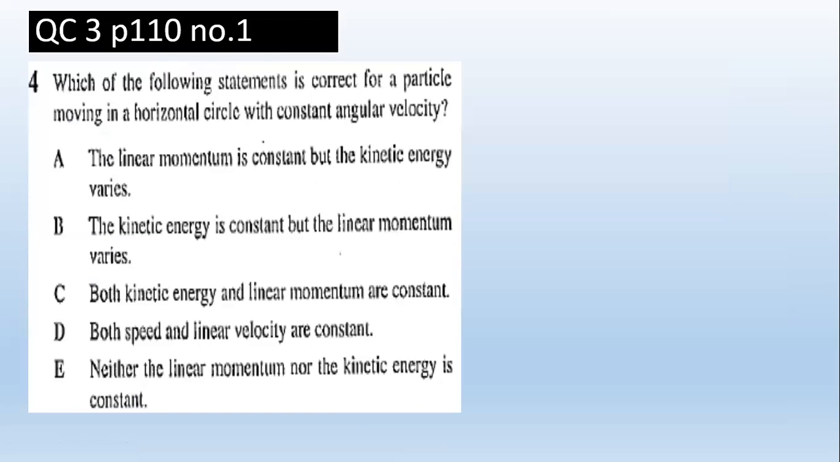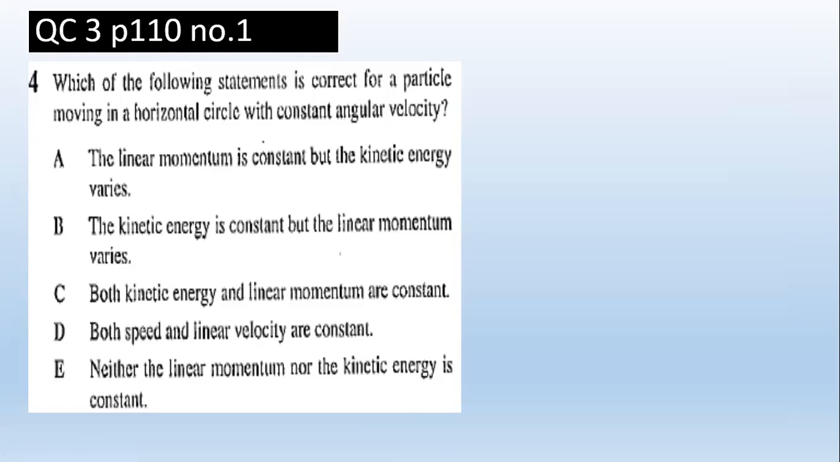How about this one? Which of the following statements is correct for a particle moving in a horizontal circle with constant velocity? What is the answer? C. Wrong.